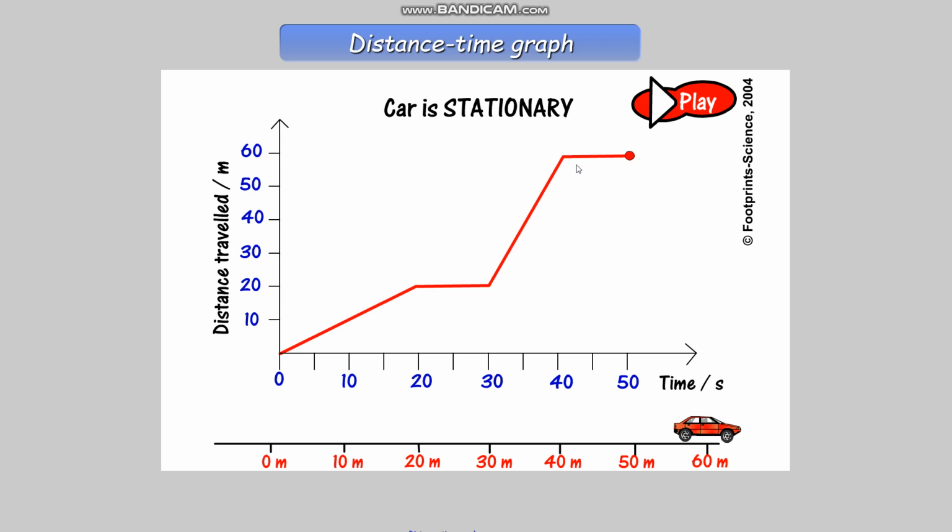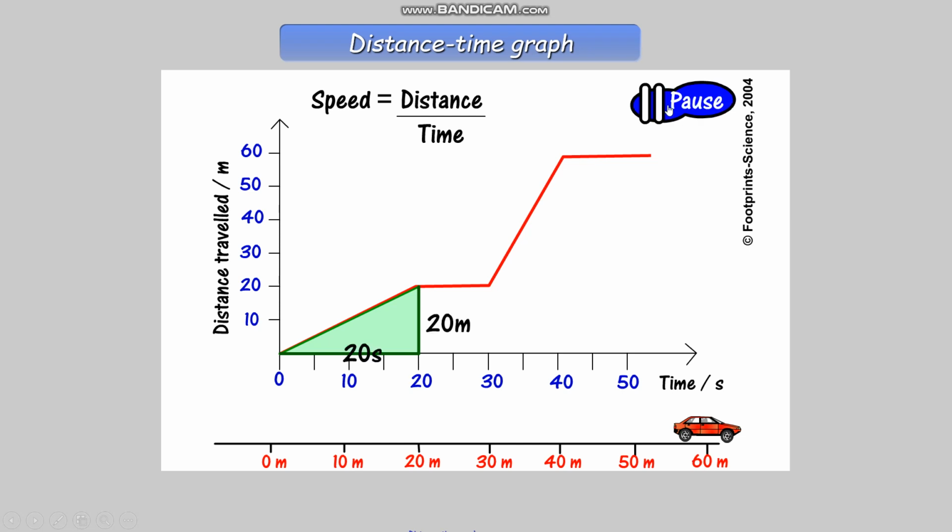Now, in addition to describing the graph, you could be asked to perform some calculations. For example, you might be asked to calculate the speed over the first 20 seconds. So how would we do that? Well, first of all, we'd turn it into a kind of triangle again. So if you want to work out speed, it's distance divided by time.